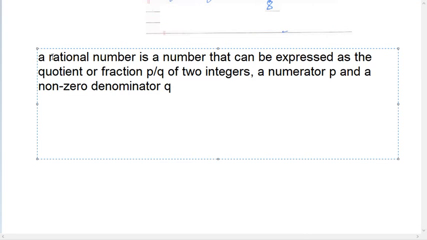Here, what is a rational number? A rational number is a number that can be expressed as a quotient or a fraction p upon q. Basically it should be expressed as p upon q, where the important part is p is a numerator, that's okay, but q is not equal to 0. That's important: a non-zero denominator, q should not be 0. That is the meaning of a rational number.